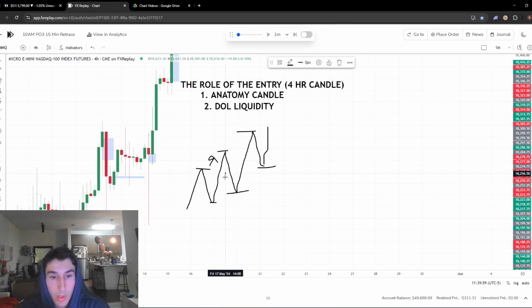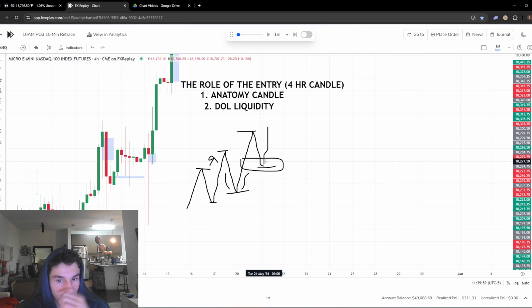So right here we retrace, right here we distribute to the upside, and typically you'll see fair value gaps in that leg up creating a new high, because of all that volume and strength that we needed to create a new high. So typically we'll see a fair value gap, for example, right here, and price will retrace into it. And that's why I like them.